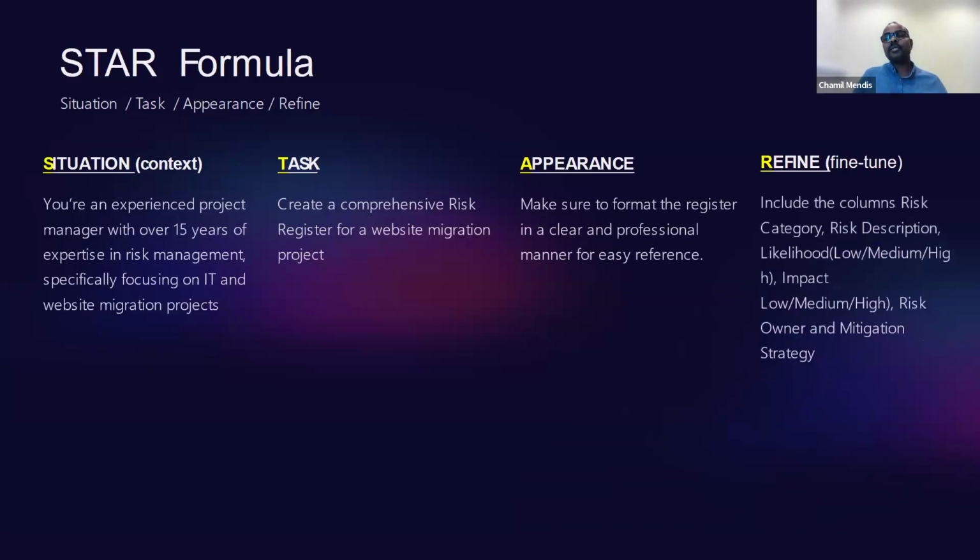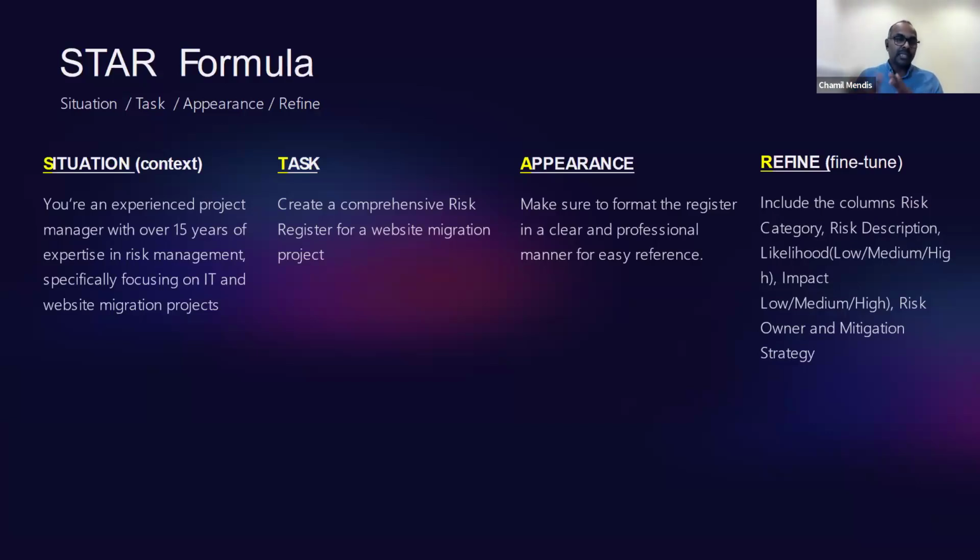In the refine section, you can put fine tuning after creating, when you want to add more details. You will say include the columns: risk category, risk description, and likelihood, within brackets low, medium, high, and impact, where you also mention low, medium, and high, and also risk owner and risk mitigation strategy. So these are the columns I would like to see in my risk register for a website migration project.